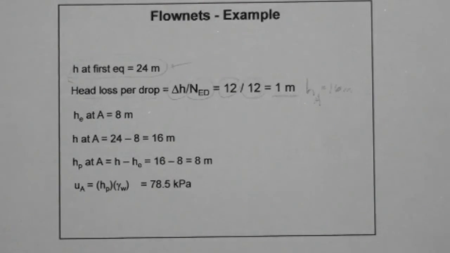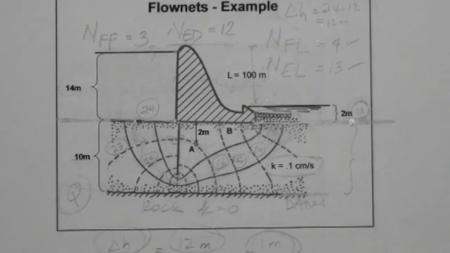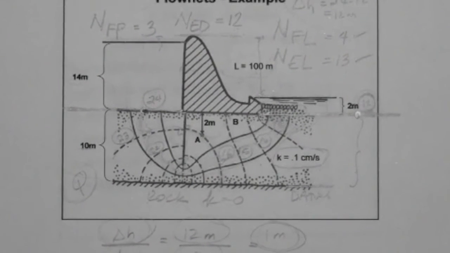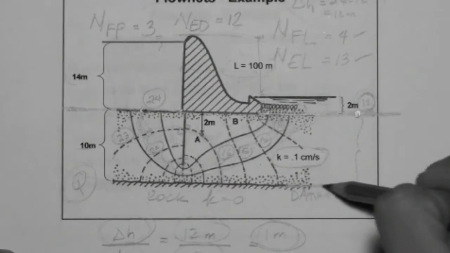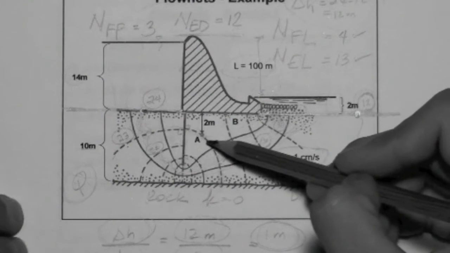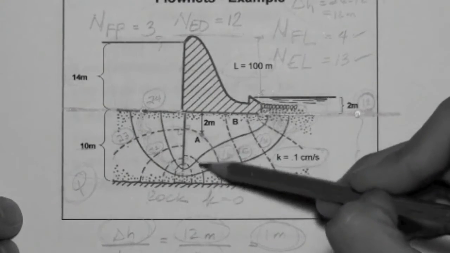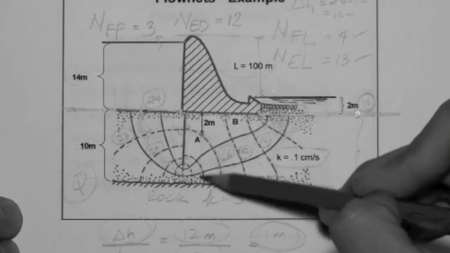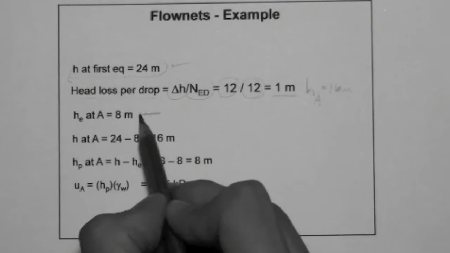All right, now, let's find the elevation head. Let's find all the heads. We know the total head. What is the elevation head? Well, if this is 2 meters, and this is the datum, and this is 10 meters here, then this is 8 meters. So the elevation head at A is 8 meters, if that's what we have here.